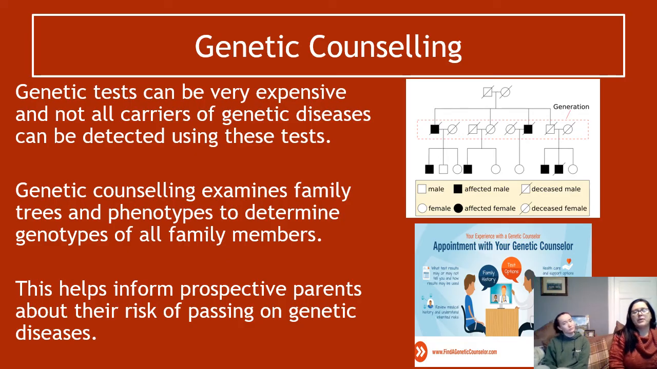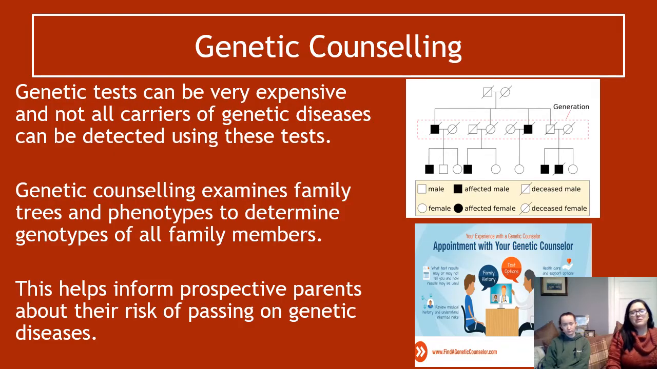Right, now with genetic counselling, the idea is that genetic tests can be very expensive and not all carriers of genetic diseases can be detected using these tests. So what genetic counselling is useful for is it looks at family trees and phenotypes to determine the genotypes of all family members. It's essentially a person whose job it is to sit down with a National 5 inheritance question and go, okay, so we've got a brown-haired person here and a brown-haired person here. You have a 25% chance of producing a brown-haired child. Essentially, that is their whole job.